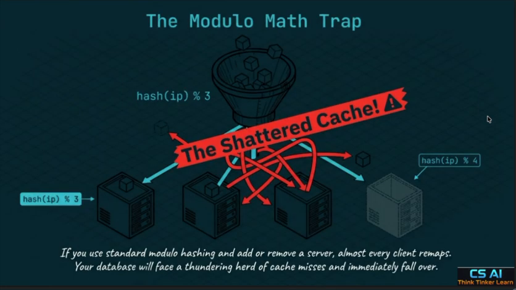The Modulo Math Trap is a senior engineer's nightmare. You might think using hash IP % n, or modulo n, is a clever way to ensure a user always hits the same server. But if you add or remove a single server by changing n, almost every client remaps to a new destination. This results in a shattered cache. Your database will suddenly face a thundering herd of cache misses as every server tries to rebuild its local state at once, usually leading to an immediate system-wide failure.